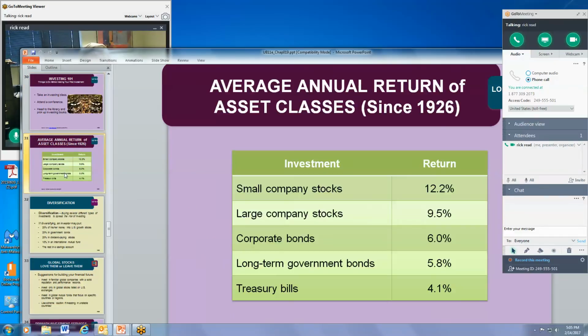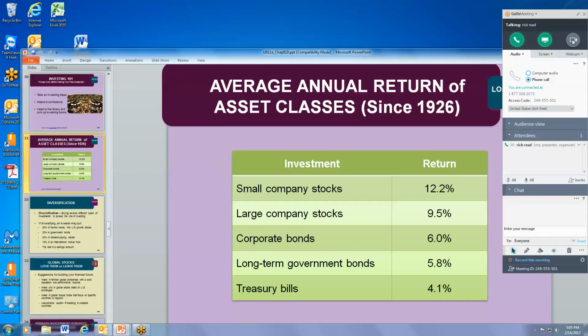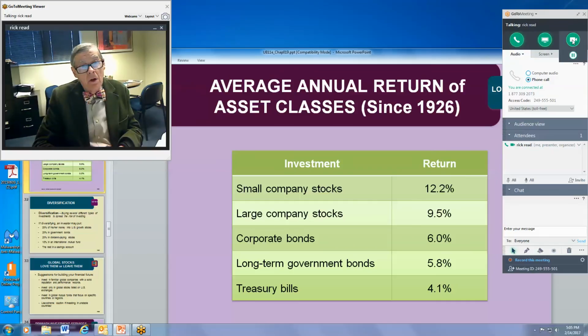This is the return since 1926 of various classes of stock. Small company stocks have returned 12.2%. Treasury bills, which are the lowest here, 4.1%. So, you have to factor that in. Now, what's inflation? Will that keep up with inflation over a long period of time?